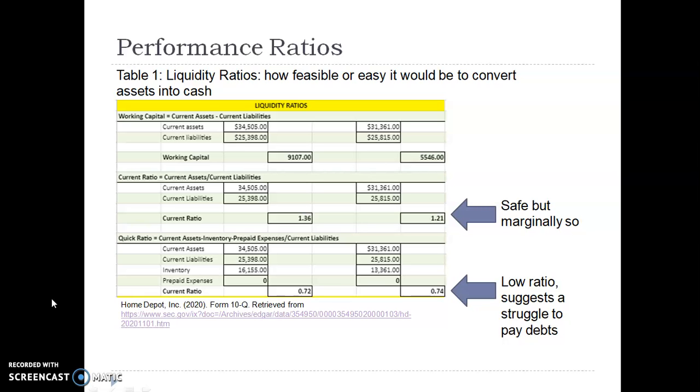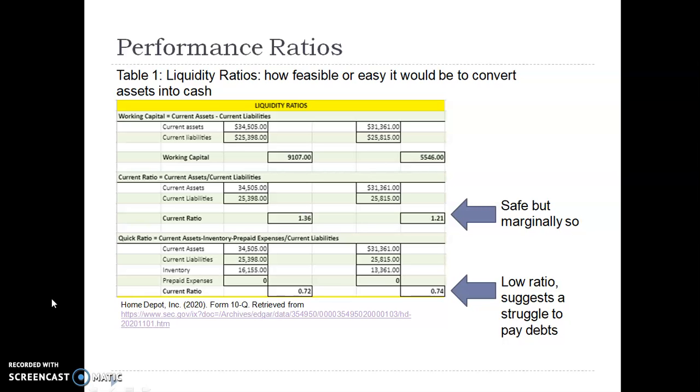You can see their working capital is positive, so that's good. However, they have some concerning ratios in their current ratio and their quick ratio. The current ratio is above 1, so that is good, but it's marginally so. They would want to see a bigger cushion here to be on a better road.